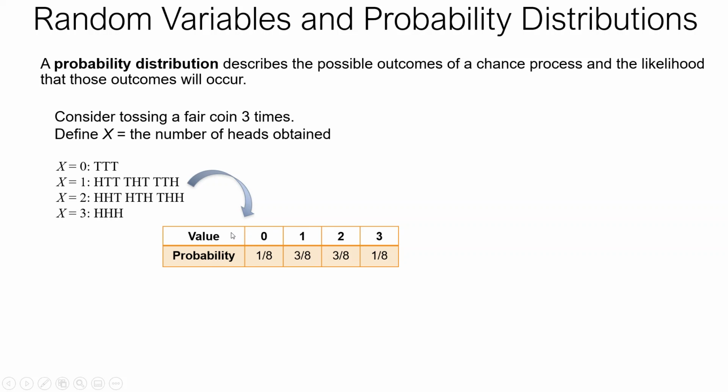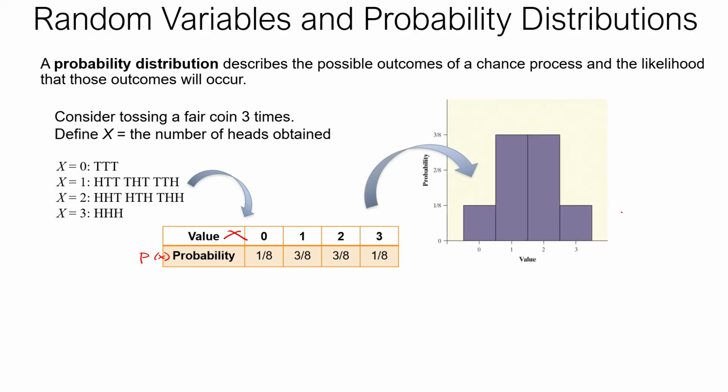So remember, the value here is our x, and this would be our p of x. So these are each of the values, and these are each of their probabilities. We can write them as fractions, we can write them as decimals, it doesn't make a difference. We can also do this as a graph. Here we get a symmetric probability distribution.